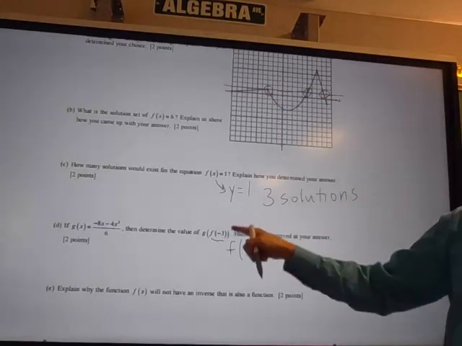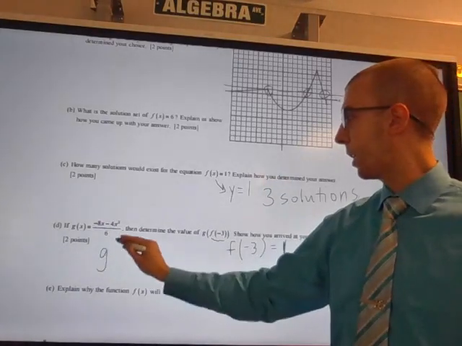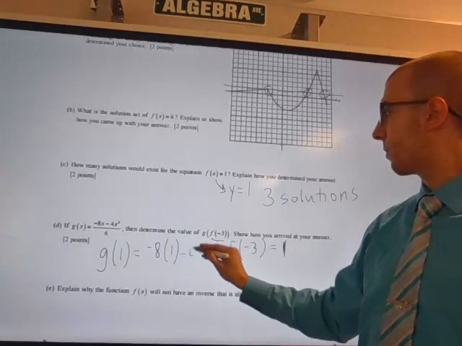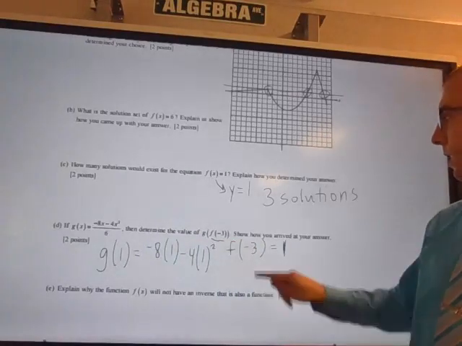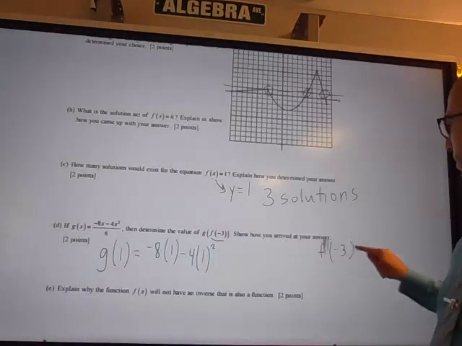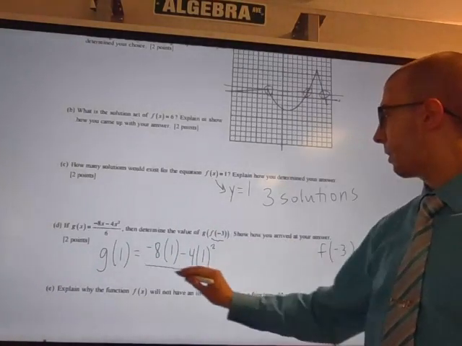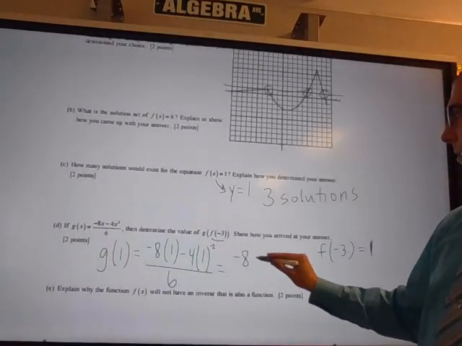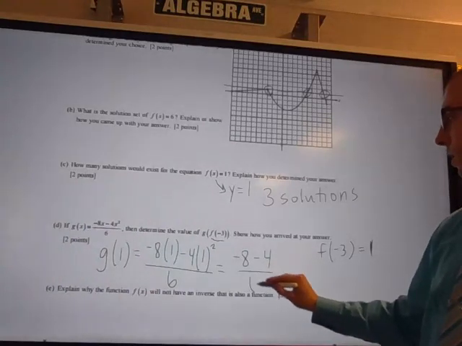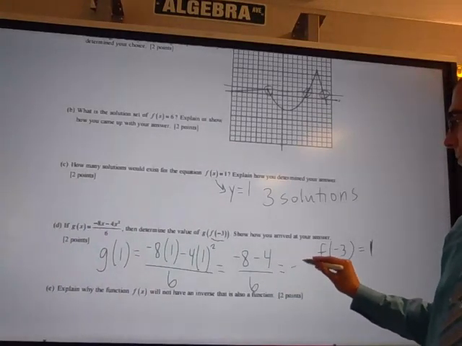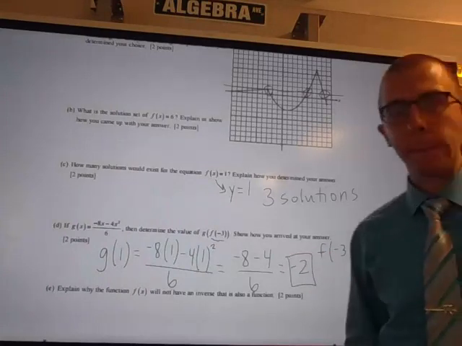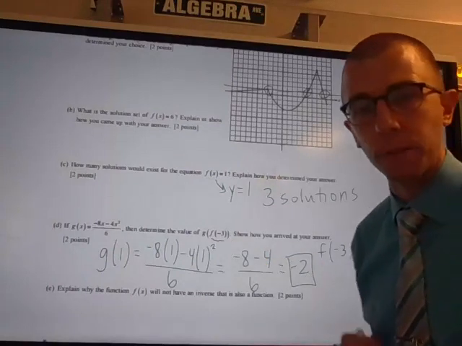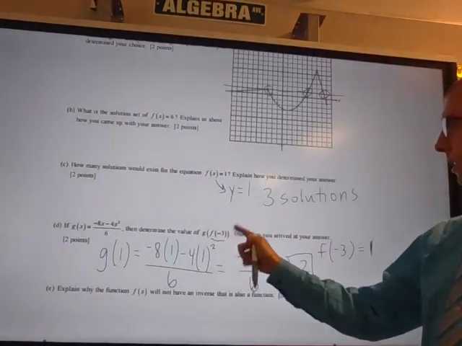Now that output becomes my input into this function here. So g of 1 equals (-8 times 1 minus 4 times 1 squared), all divided by 6. Let's move this over. Cleaning it up, that's (-8 minus 4) over 6, which equals -2. And that, being our final output, is the value of g of f of -3, the value of this composition.